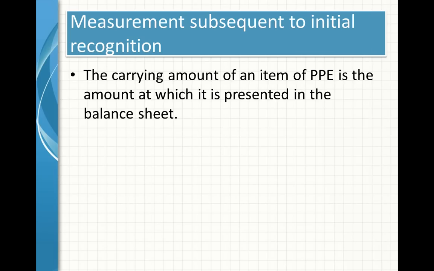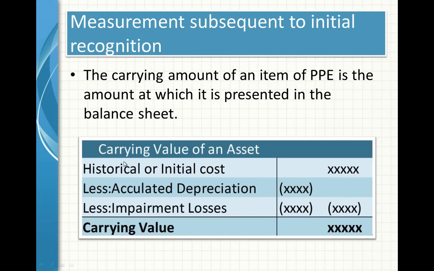Carrying amount, or net book value of an asset, is the difference between the original cost of the asset and the accumulated depreciation as on that date. So carrying value equals net book value, which is the historical or original cost minus accumulated depreciation and impairment losses. Any impairment losses should also be recognized.